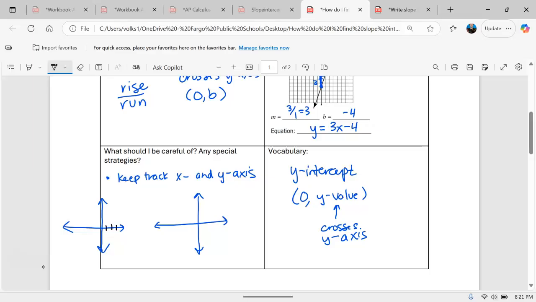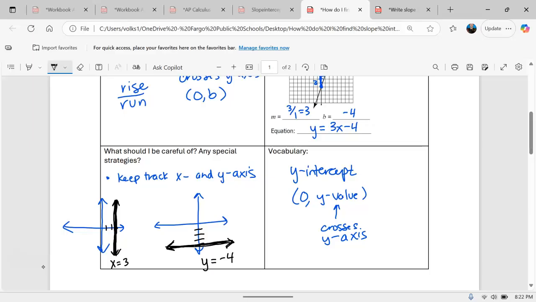If I had a vertical line, and I just sketched an example that crossed the x-axis at 3, this line here is x equals 3. No matter where you're at on the line, the y value doesn't matter, the x will always be 3. Similarly, on a horizontal line, if we were to sketch this down here at -4, no matter where on this line you're at, the x value doesn't matter, but the y value is always going to be -4. So horizontal lines will always be y equals a constant, and vertical lines will always be x equals a constant.